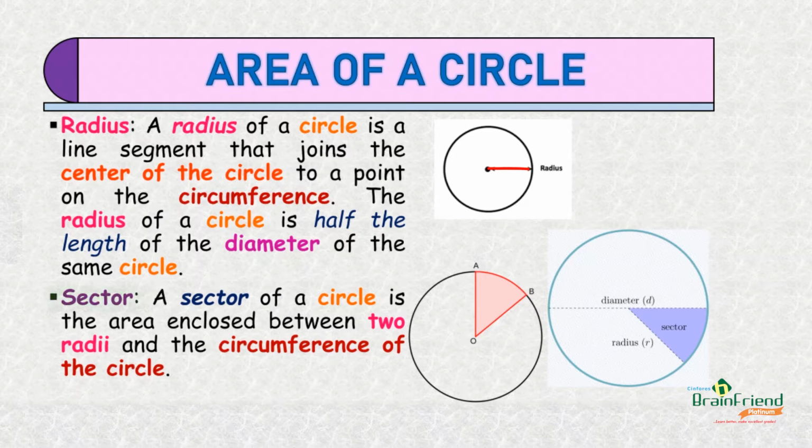And finally, we have a sector. A sector of a circle is a fraction of a circle and is enclosed between 2 radii. Note that the plural of radius is radii. So it is enclosed between 2 radii and the circumference of a circle.